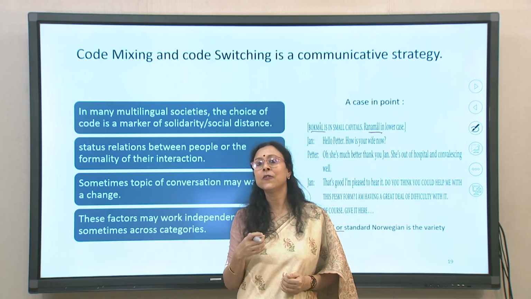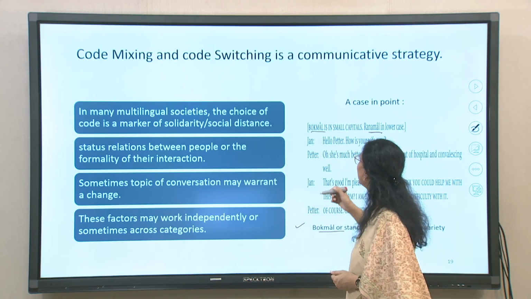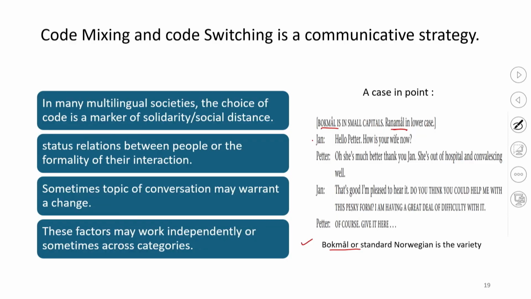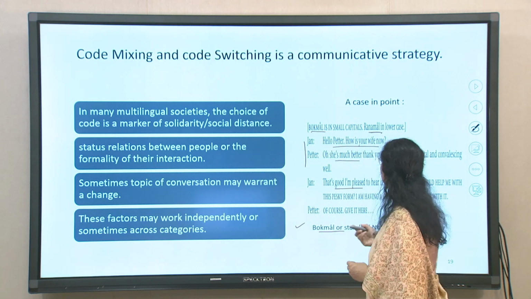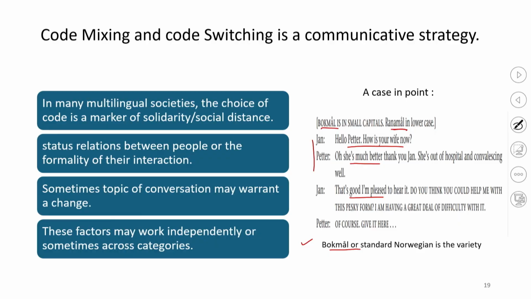So, that gives rise to a very interesting exchange, where in the beginning Jan and Peter are talking. The first couple of sentences they speak in the local variety, as in the informal variety. How are you, how is your family, somebody was not well, how is she doing now, and all that, they ask. And then eventually, in the mid sentence, they change the code.